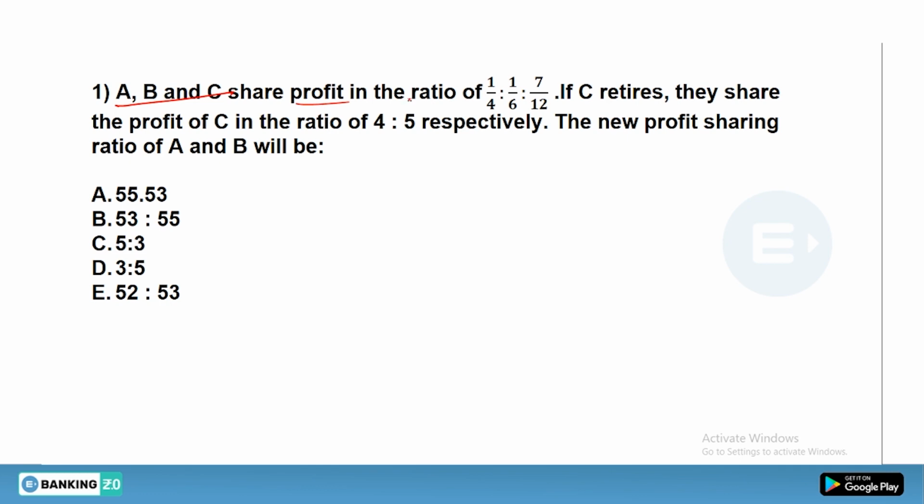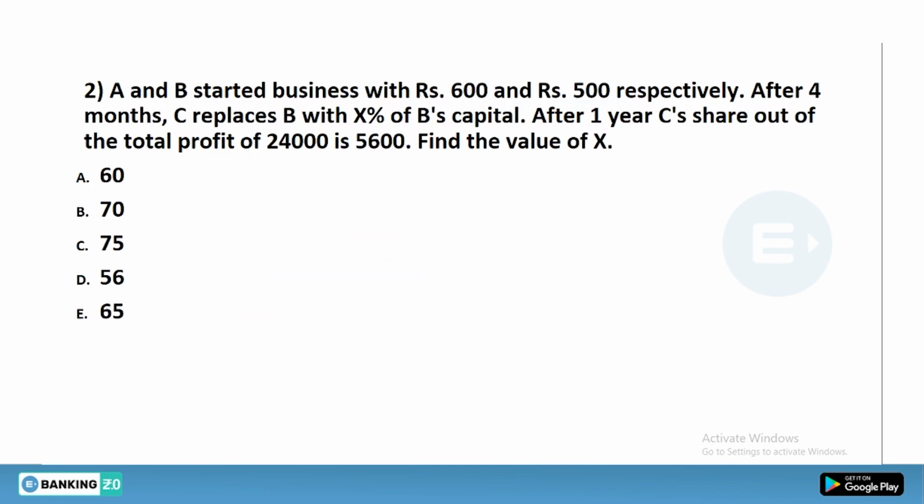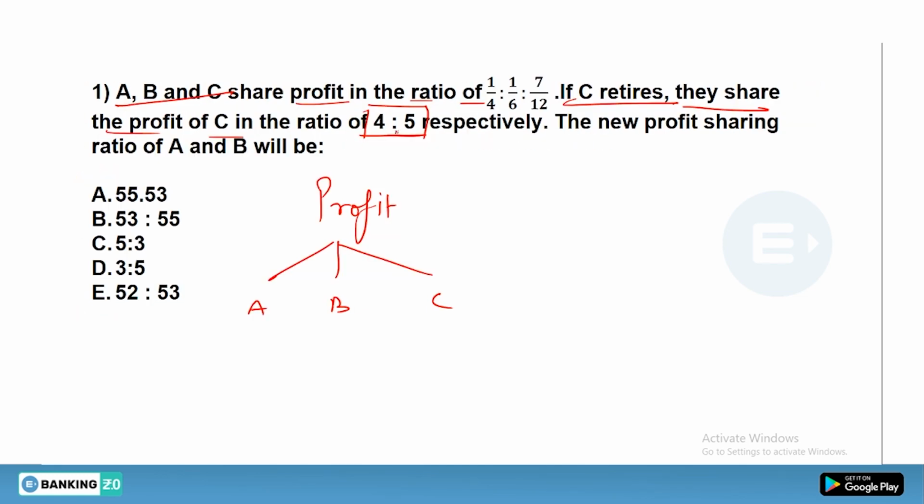Look, A, B, C share profit in the ratio 1/4, 1/6 and 7/12. So basically the ratio of A, B, C is nothing but the ratio of profit. If C retires, they share the profit of C in the ratio 4:5. That means if C retires, you will share C's ratio among A and B in terms of 4:5, which means A will get 4 and B will get 5. The new profit sharing of A and B will be?